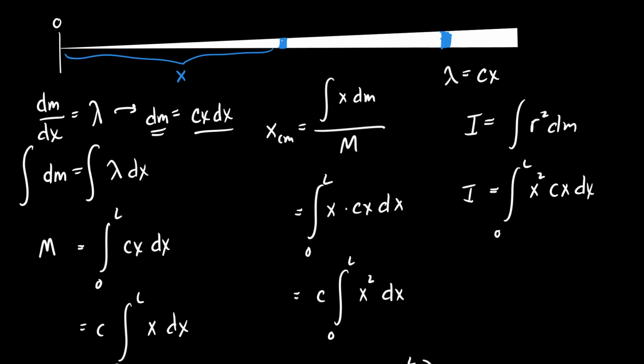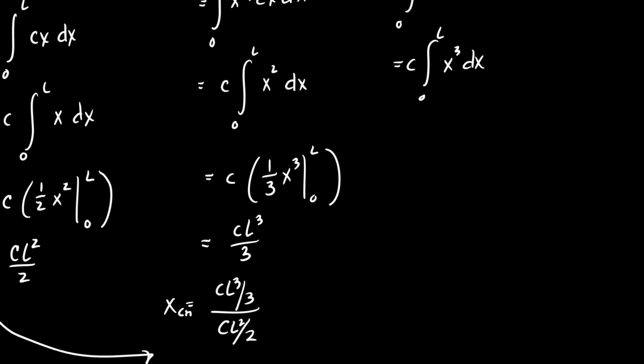And we're just doing the same thing over and over again. I'll factor out the c, integrate from 0 to L, x cubed dx. Polynomial, so that's going to be 1/4 x to the 4th evaluated from 0 to L. That will just be CL to the fourth over 4.